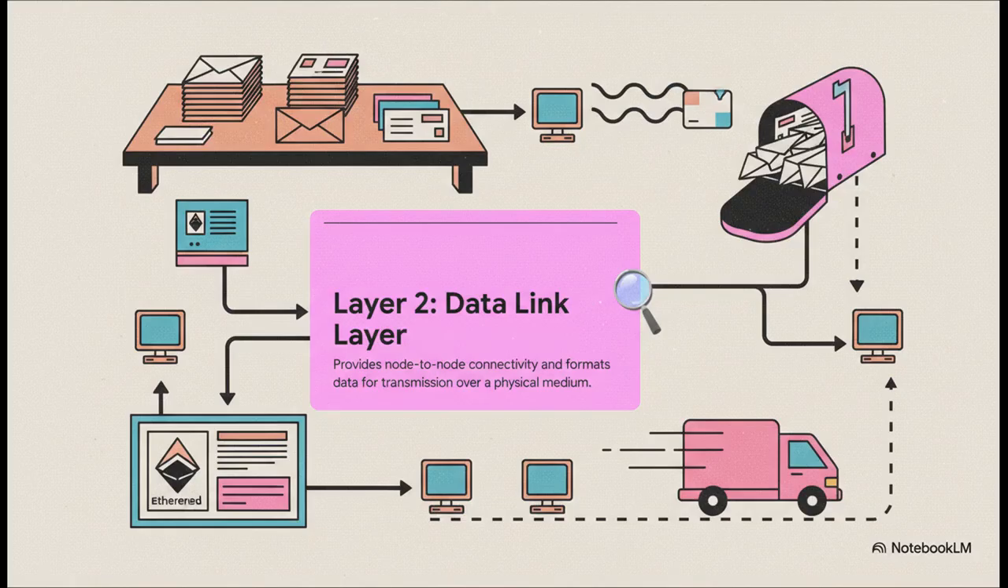Okay, so right on top of that, you've got layer 2, the data link layer. This is like the local post office sorting room. Its whole job is to take that data, package it up correctly for the specific road it's about to travel on, and, this is the most important part, slap the local delivery address on it. This is exactly where our digital envelope, the Ethernet frame, gets built.